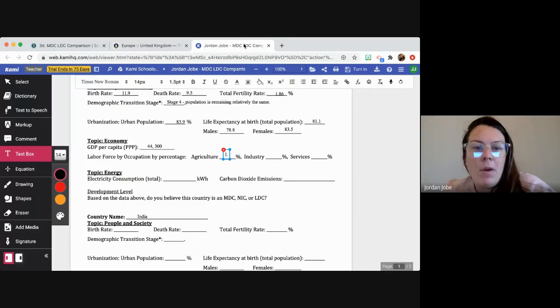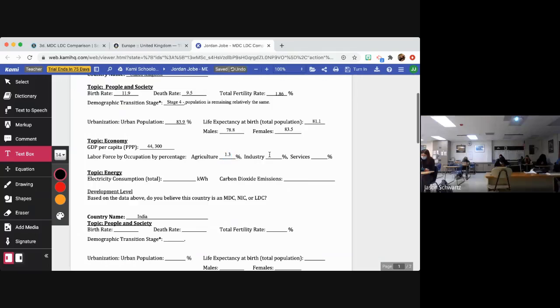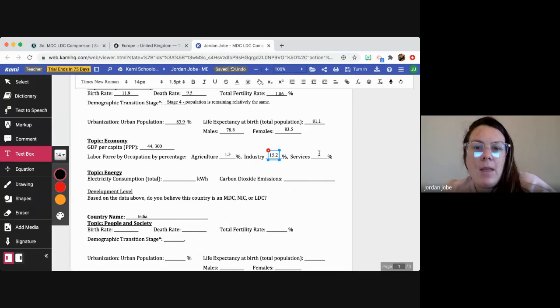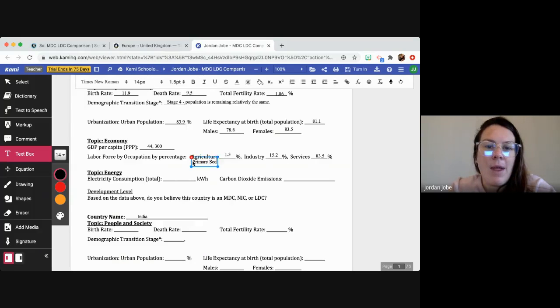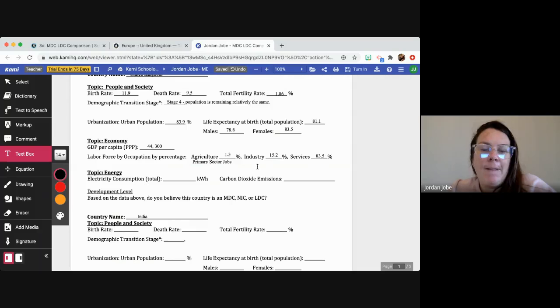Okay. What about for industry? 15.2. Okay, and then what about service? 83.5. Thank you. Okay, in your notes yesterday, did it break down primary, secondary, and tertiary sectors? Yes, okay, thank you. So primary sectors, as a recap, are jobs in which you obtain resources from the earth. This would be our agriculture. Agriculture, mining, lumber, those are all primary sector jobs.